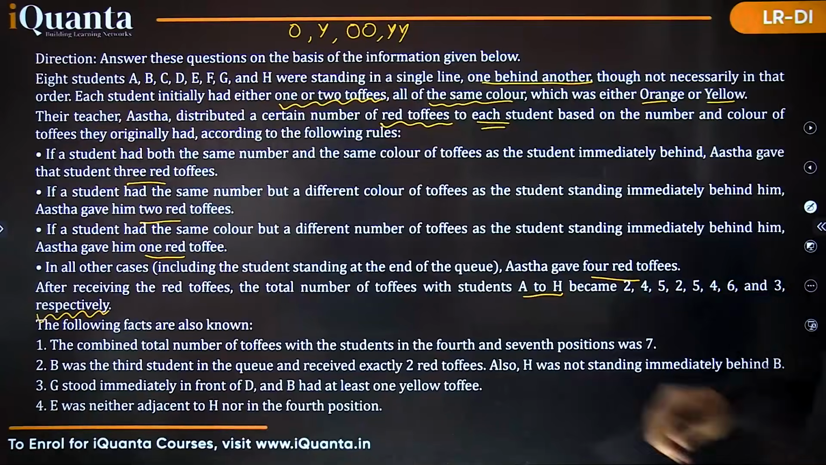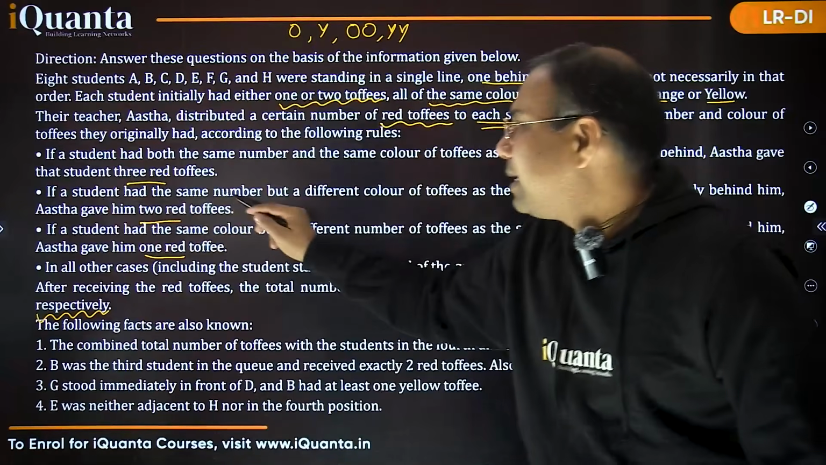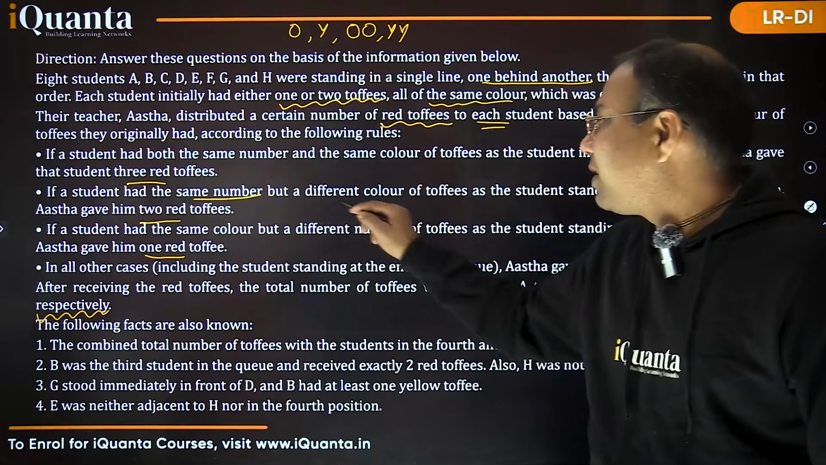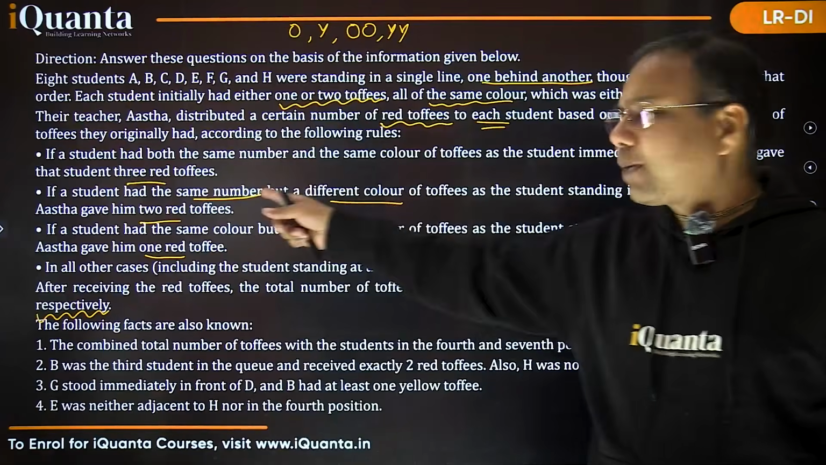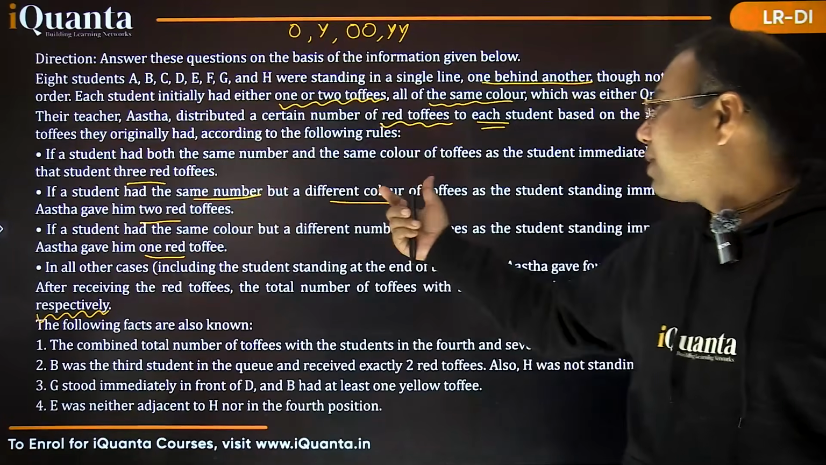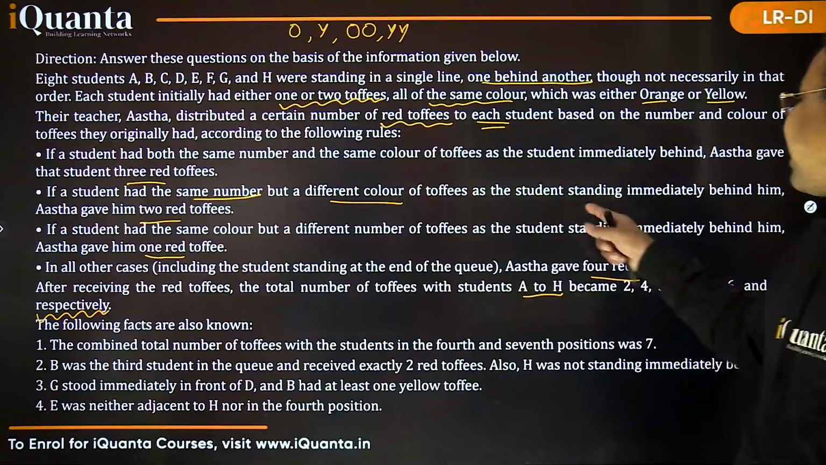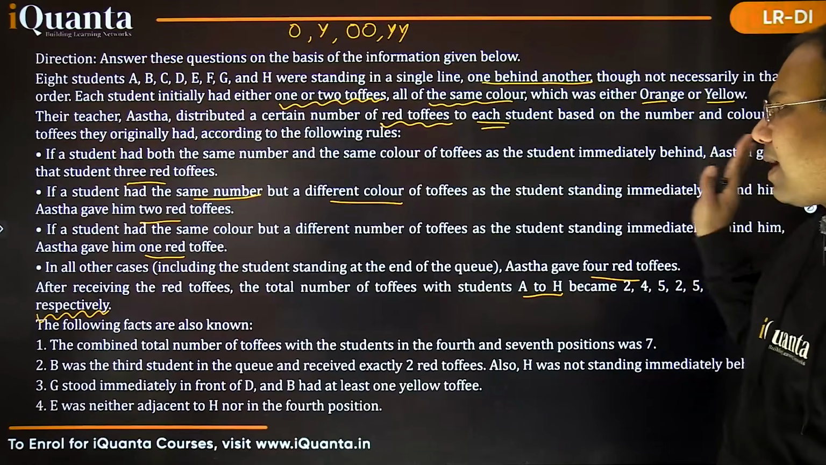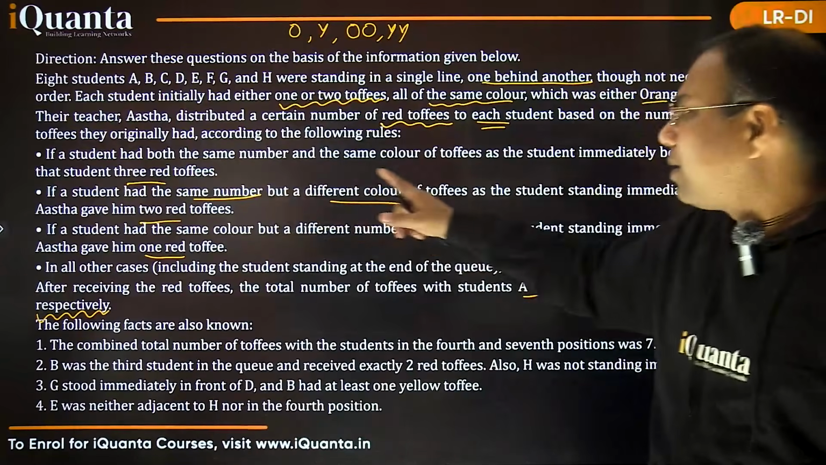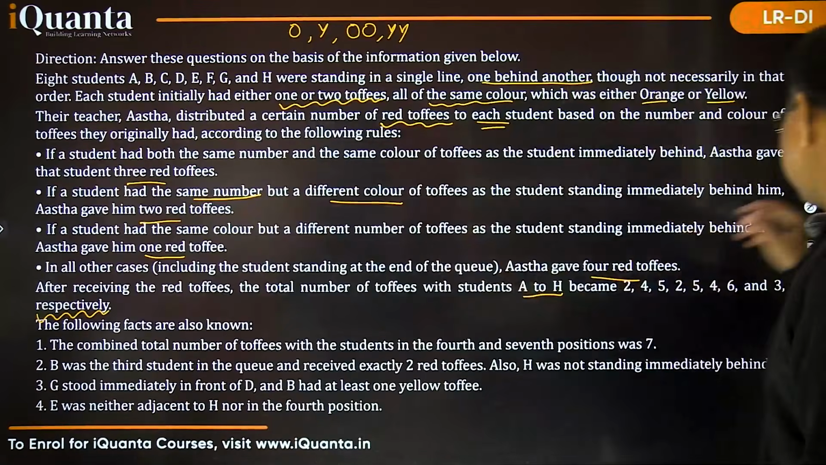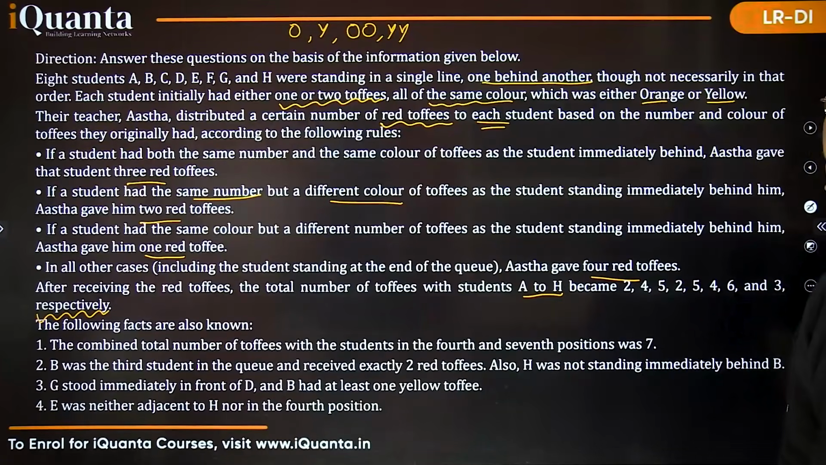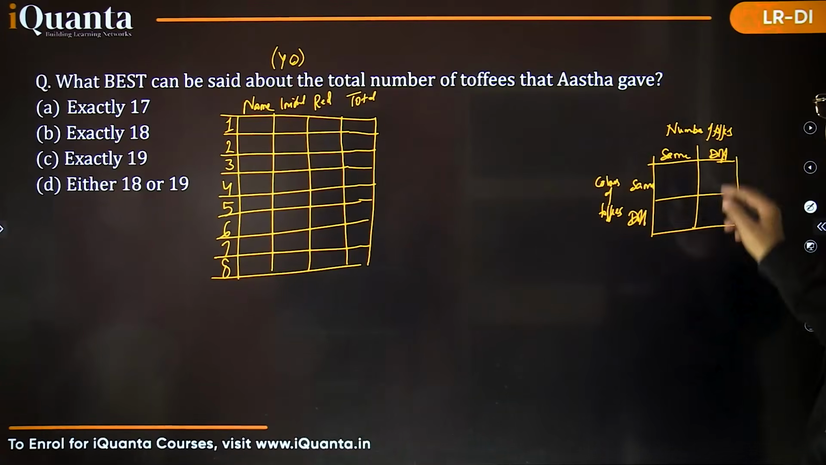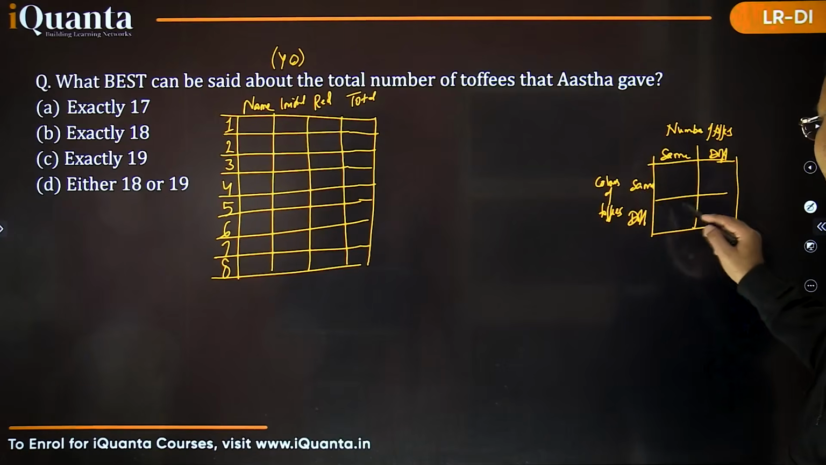How are they distributing? The first case said if the student had the same number but different color. Are you getting that point? Same number but different color with whom? With the student standing immediately behind. That is common in every case. So number same, color different: 2 trophies. Let me check. Number same, color different. This one, so this is 2 red trophies.